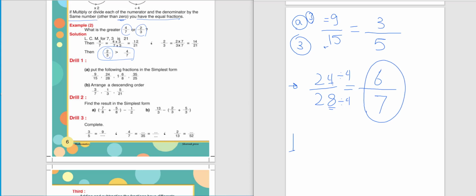Another example, 1 and 6 over 8. We studied in the last video how to convert from a mixed number to an improper fraction. But here we can do the simplest form without doing this. We can keep 1 as it is, and look at the numerator and the denominator. Here we have 6 and 8, and as we know 6 and 8 are in table 2. So divide by 2 and divide by 2. 6 divided by 2 equals 3, and 8 divided by 2 equals 4, and this is the simplest form.